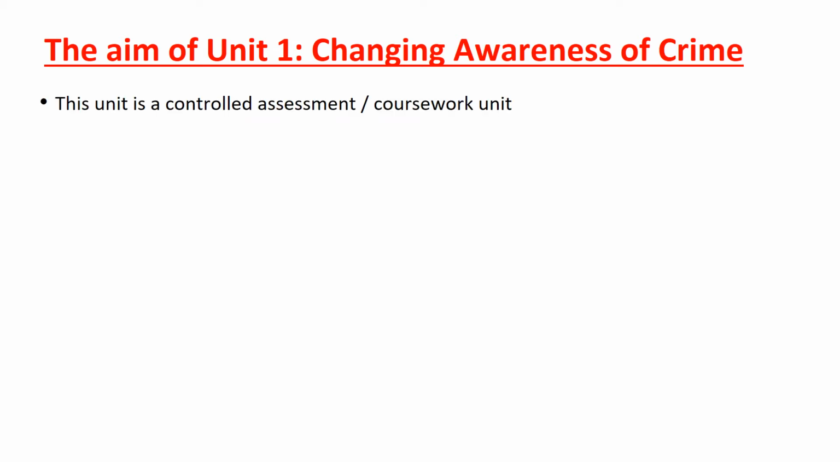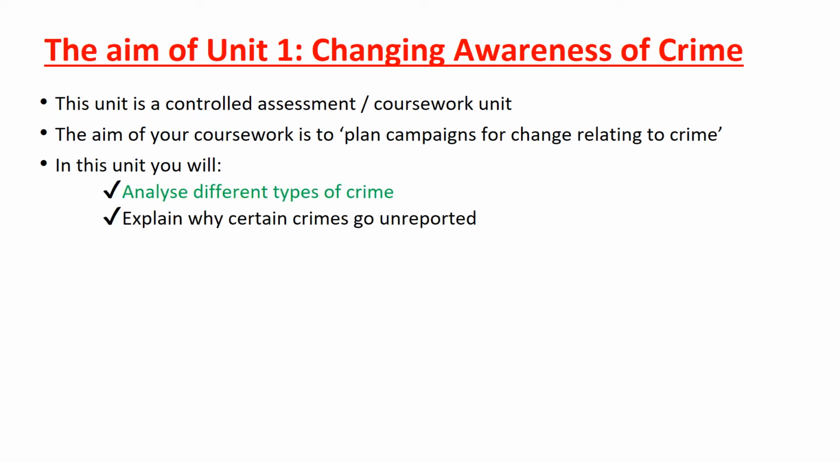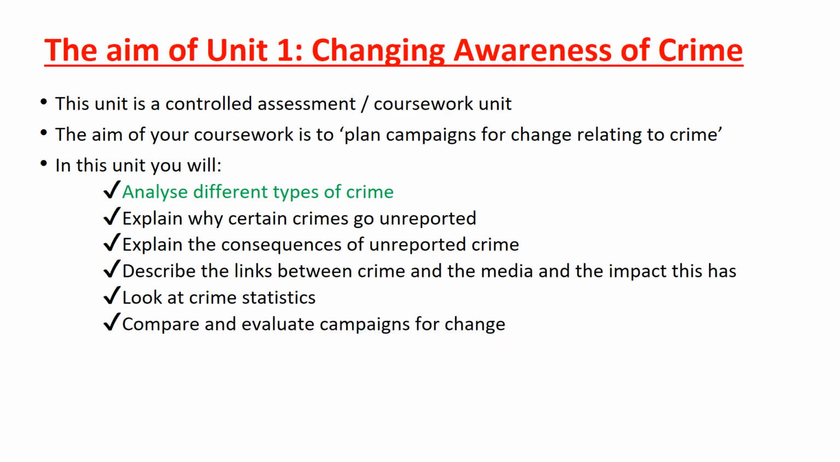Now, this unit is a controlled assessment coursework unit, and the aim of your coursework will be to plan campaigns for change relating to crime. In this unit, you'll analyse different types of crime, which is what we're going to look at today. We're going to explain why certain crimes go unreported, explain the consequences of unreported crime, describe the links between crime and the media and the impact this has. We will look at crime statistics, compare and evaluate campaigns for change, and you'll eventually complete that controlled assessment at the end of the year once we've taught you the full aims of Unit 1.